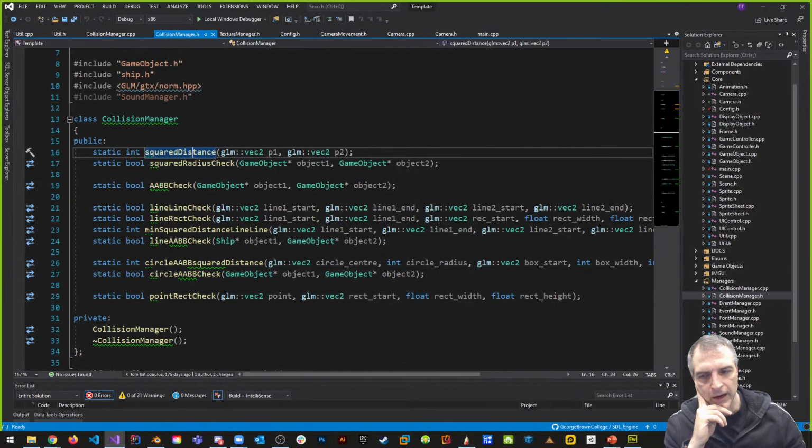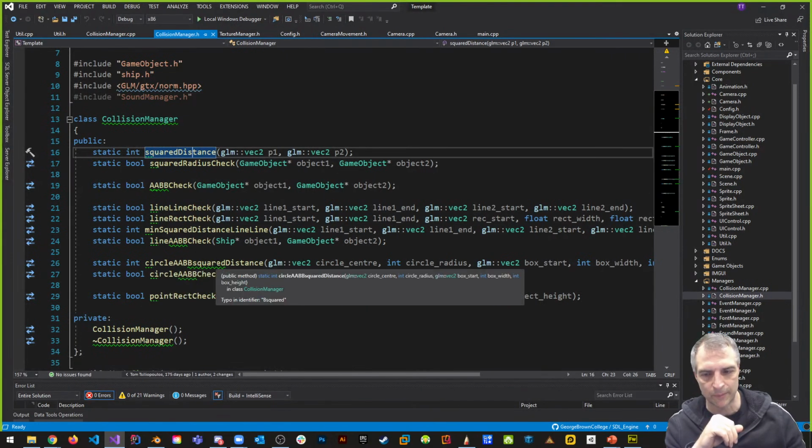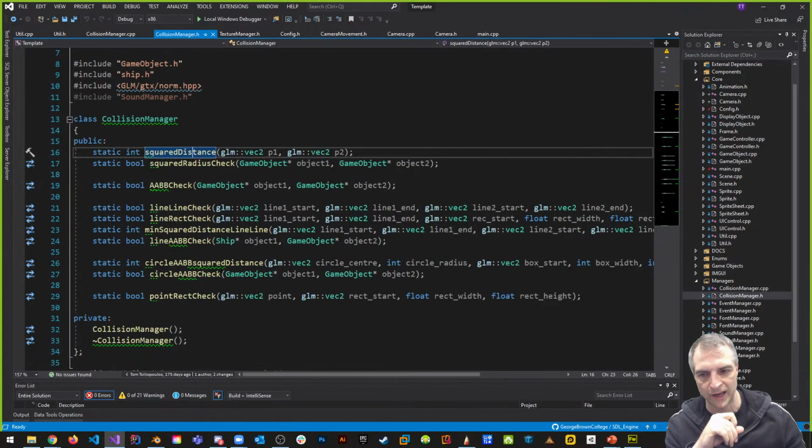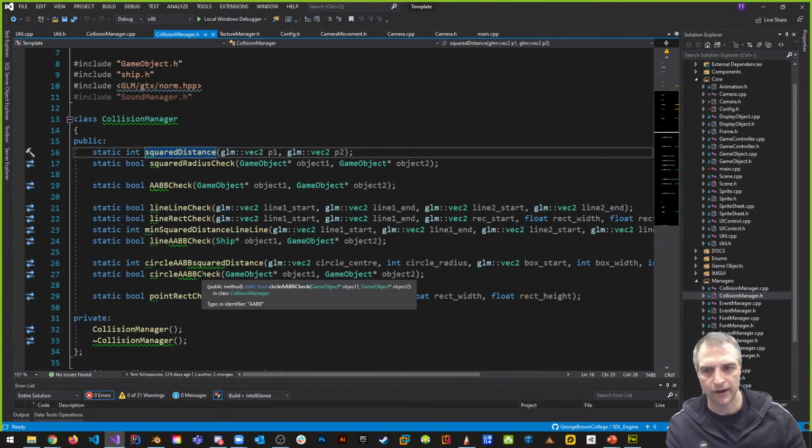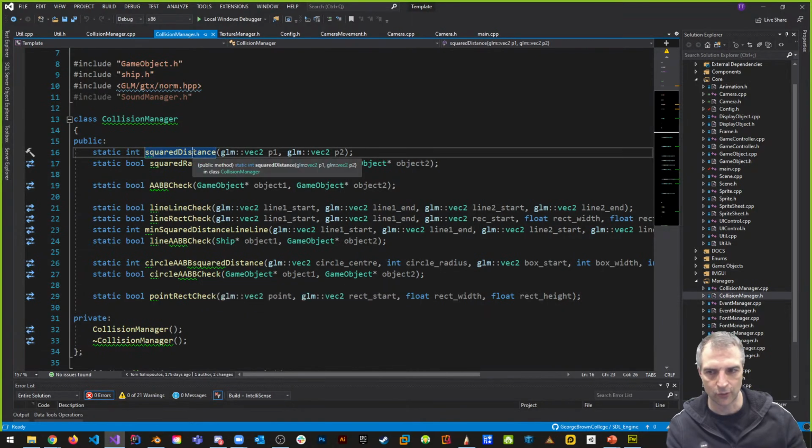And then a minimum squared distance between line and line. I've given you that, and a line AABB check, which is different than a line rect check in some ways. These ones combine to do this one. Also a circle AABB type squared distance check, or a circle AABB check. So different kinds of detection checks: squared distance, squared radius, AABB, and you can combine all these to create whatever you want. The other one is the point rect check. This is a really important one too.